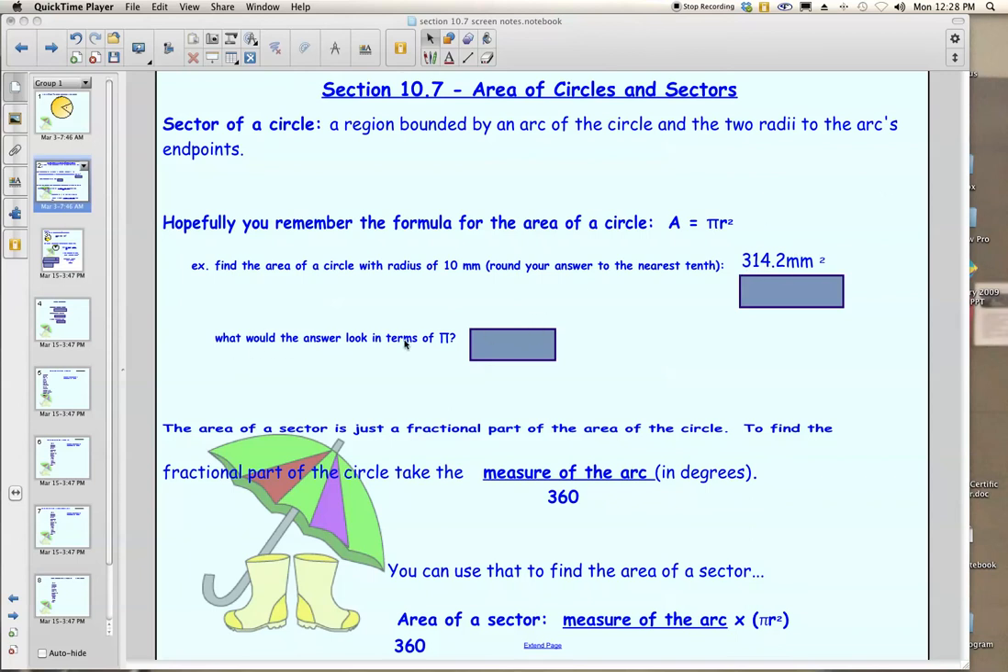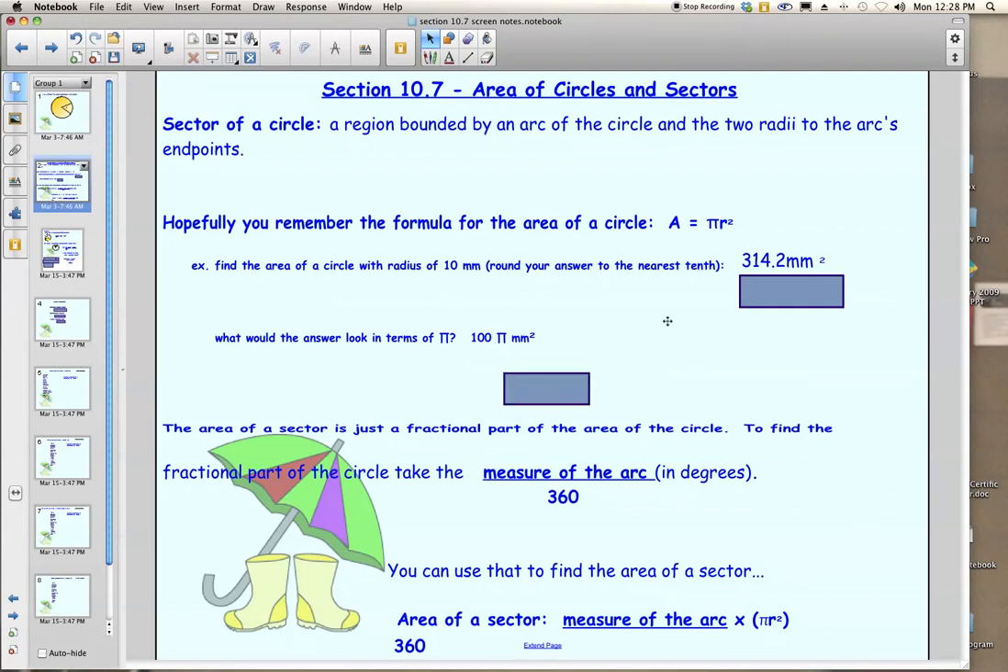Your book may ask you for the exact answer, and in that case, you would simply leave it as 100 pi square millimeters. This is the exact answer. This is the rounded answer.